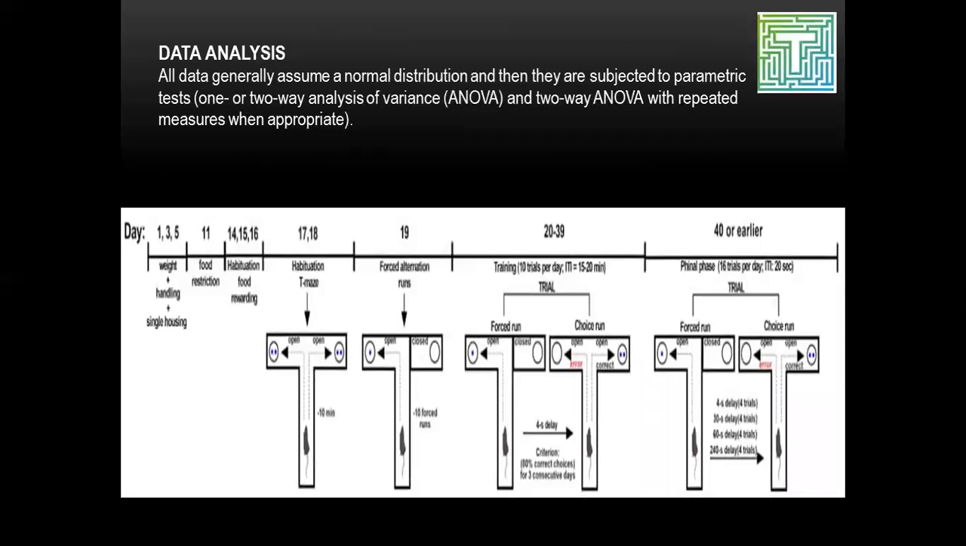Okay, we'll give food and restriction. On day 17 and 18, each mouse is allowed to explore the maze with all doors raised for 10 minutes. Food is placed in both goal arms, quantifying the time required to eat the first pellet. They have to eat all the food presented, okay?